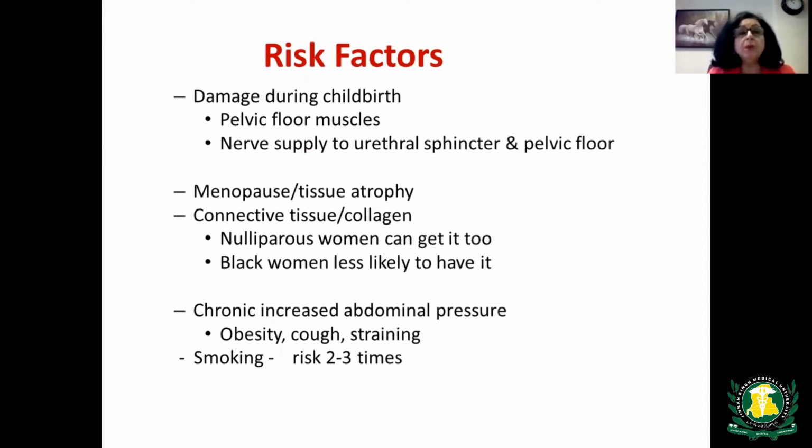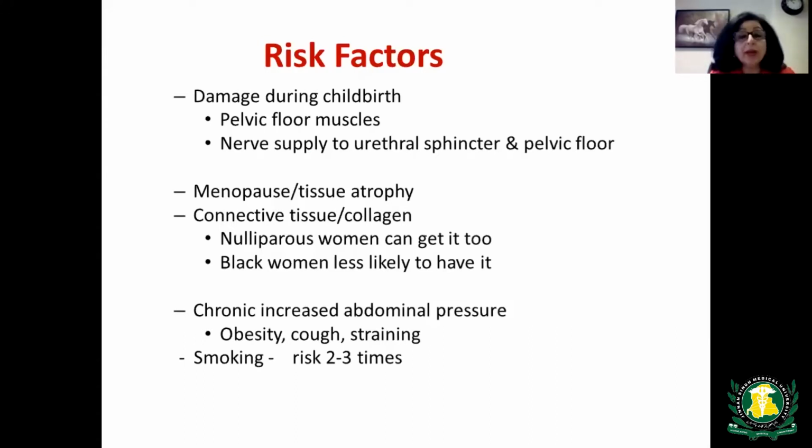One of the main roles of a woman is to produce children, so one of the major risks is the damage incurred during childbirth. After the delivery of the child, it is very important to emphasize the importance of pelvic floor muscle exercises, because significant damage may occur during childbirth, as well as damage to the nerve supply that supplies the urethral sphincter as well as the pelvic floor.